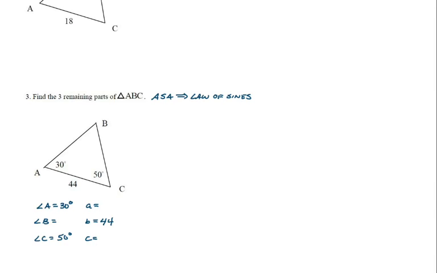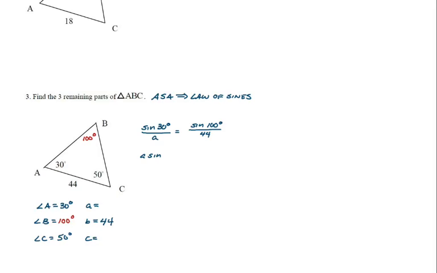So the first thing I'm going to find is the third angle, which, again, if all three angles add up to 180, angle B's got to be 100. And once I know angle B, I'm going to use the law of sines twice to find my missing two sides. So my setup would be sine of 30 over A equals sine of 100 over 44. This setup is going to help me find side A.